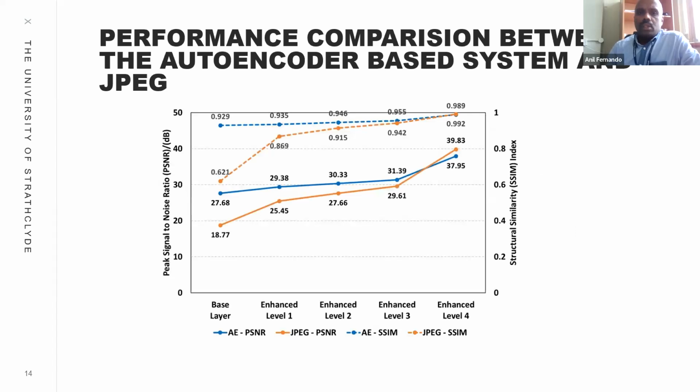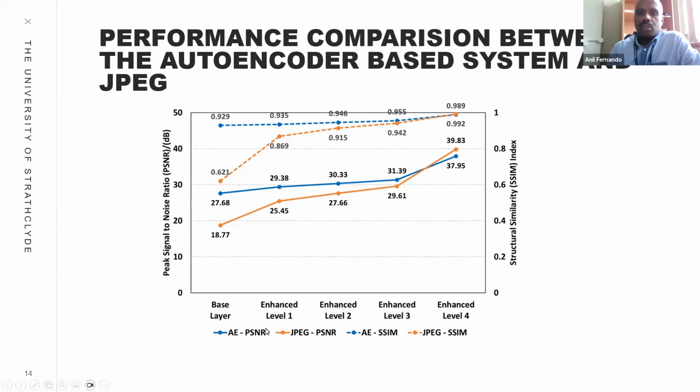And these are the results that we generated. On the left-hand side, the PSNR is indicated. On the right-hand side, SSIM is indicated. Here we have used PSNR and SSIM as the two main objective quality metrics to evaluate the performance. So here we have four graphs.